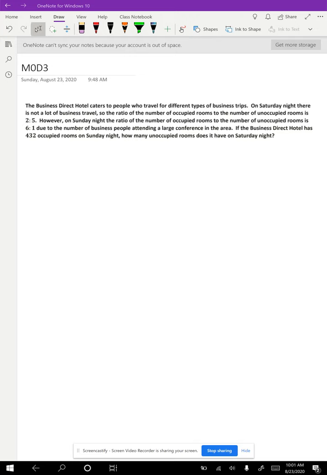The Business Direct Hotel caters to people who travel for different types of business trips. On Saturday night, there is not a lot of business travel. So the ratio of the number of occupied rooms to the number of unoccupied rooms is 2 to 5. However, on Sunday night, the ratio of the number of occupied rooms to the number of unoccupied rooms is 6 to 1 due to the number of business people attending a large conference in the area.